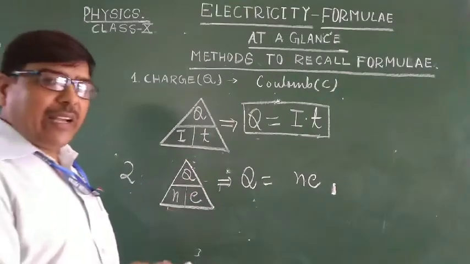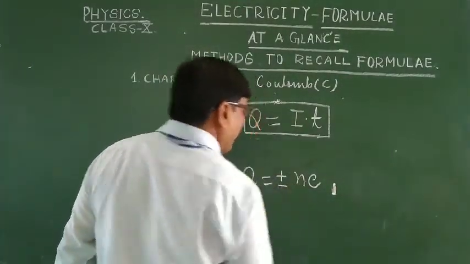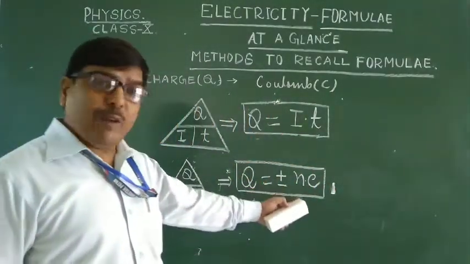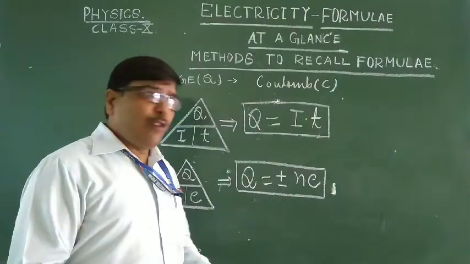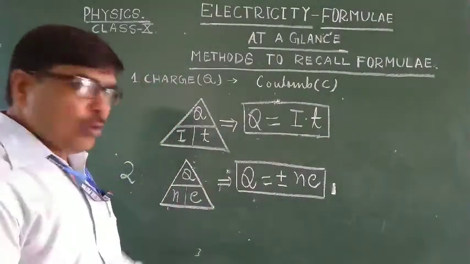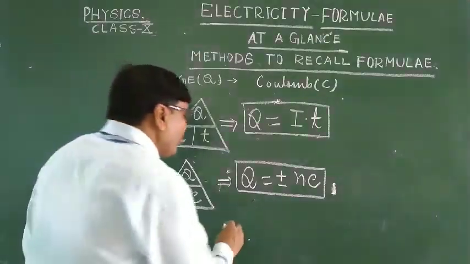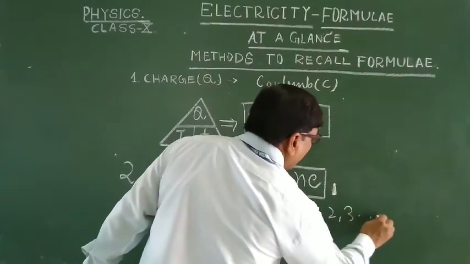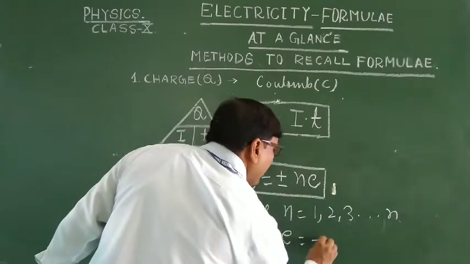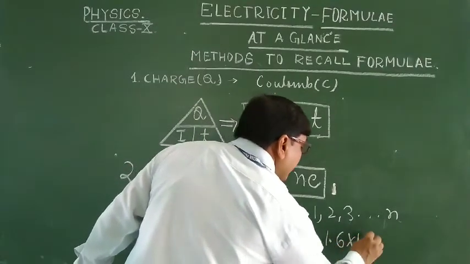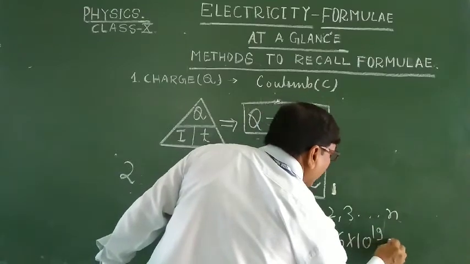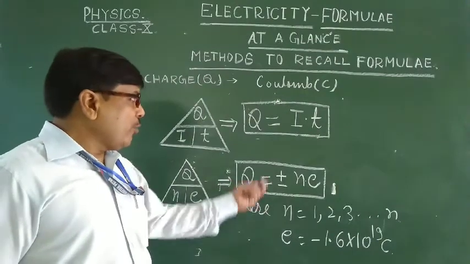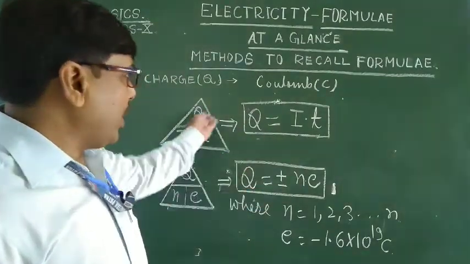Charge may be positive or negative, so you just apply this. As you all know, this is the quantization of charge: charge is always present in integral form in an object or a conductor, so it is not found in fractions. Here N is a number 1, 2, 3 and so on, and E is the charge of an electron, 1.6 × 10^-19 coulomb. You can put this in and find the amount of charge flowing in any conductor or object.